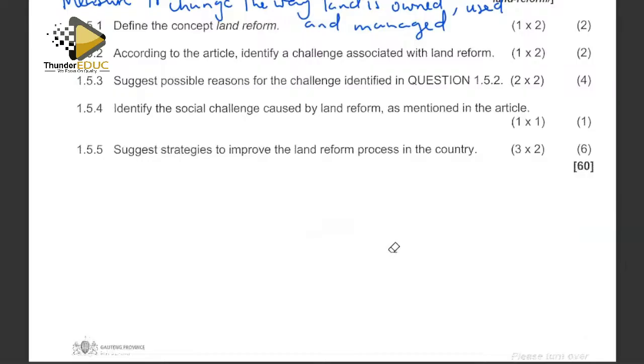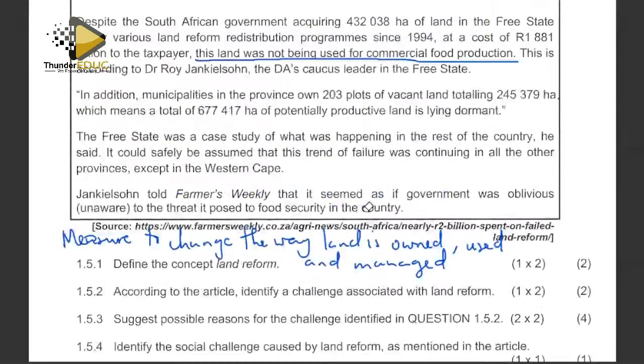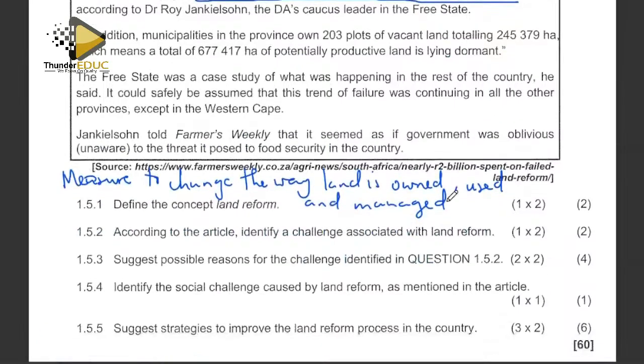Identify the social challenge caused by land reform as mentioned in the article. Identify the social challenge that has been caused by land reform. Right. If we check there, the social challenge, we are saying, how is the society affected? On the last part, it says that it seemed as if the government was oblivious to the threat that it posed to food security in the country.